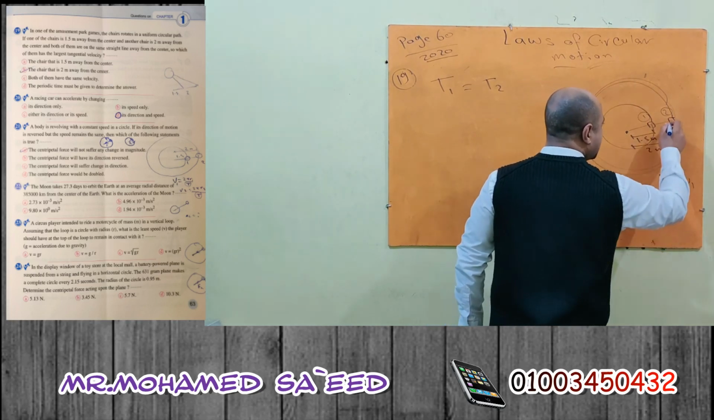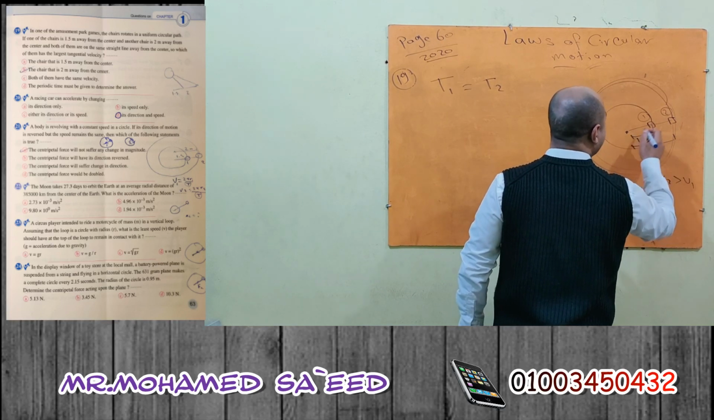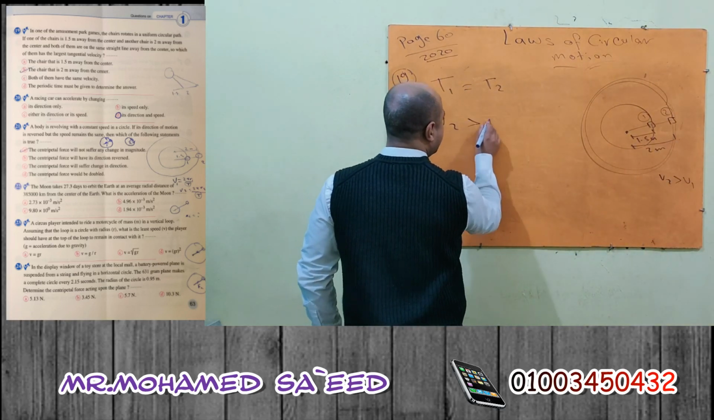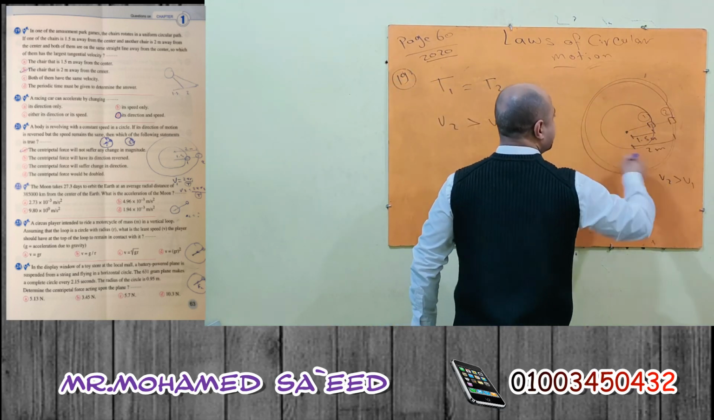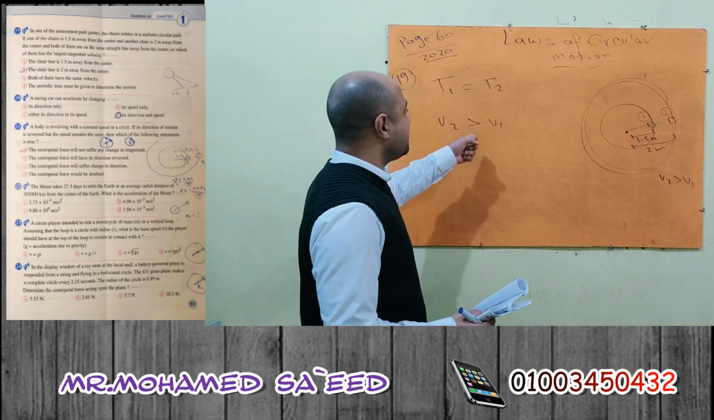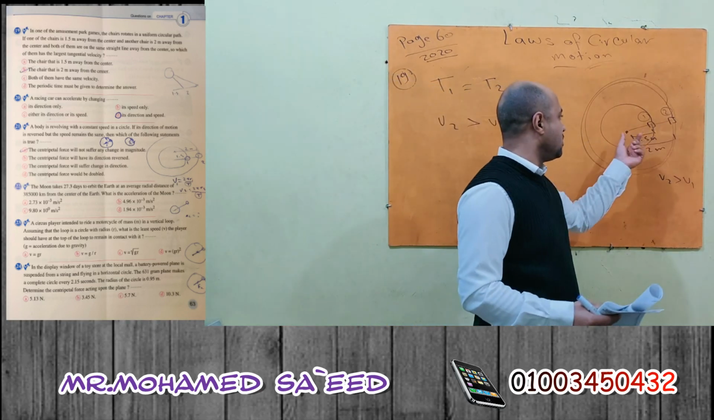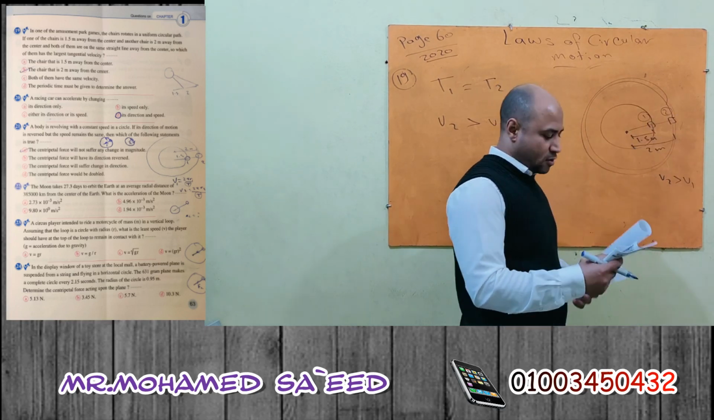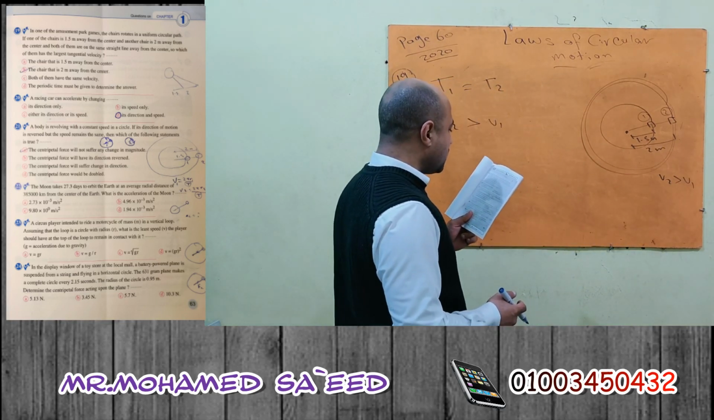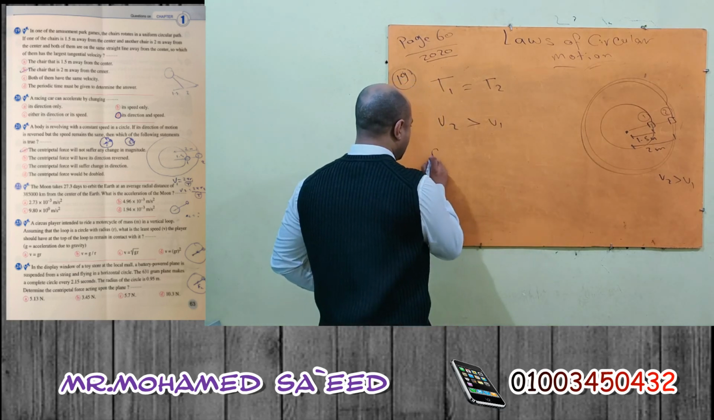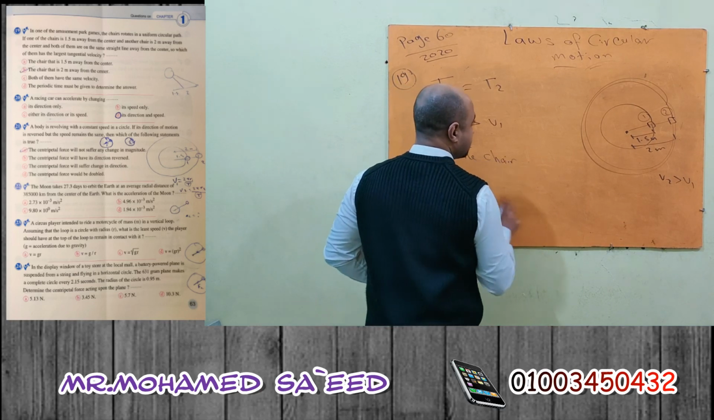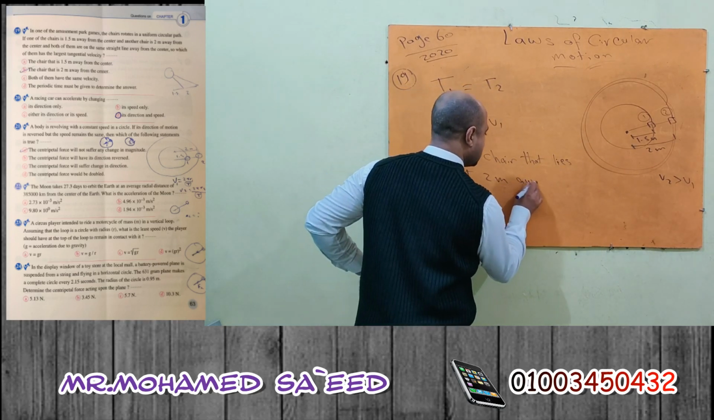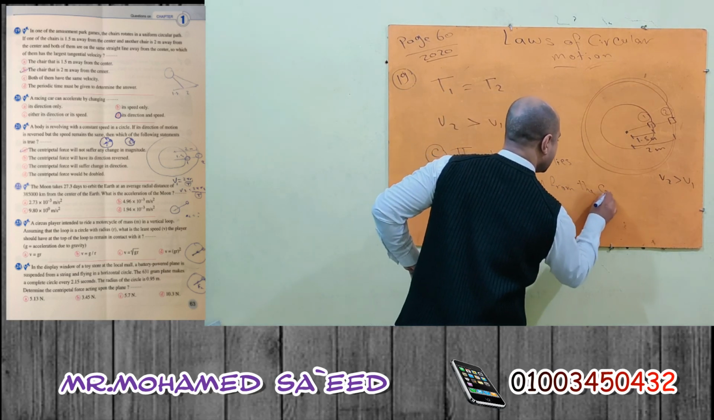The circumference of object number 2, which lies at a distance of 2 meters from the center, is greater than the circumference of object number 1. So it should move with larger velocity. V2 is greater than V1 to reach the same position in the same time. So they have the same time but different velocities. So the true answer is C, the chair that lies at 2 meters away from the center.